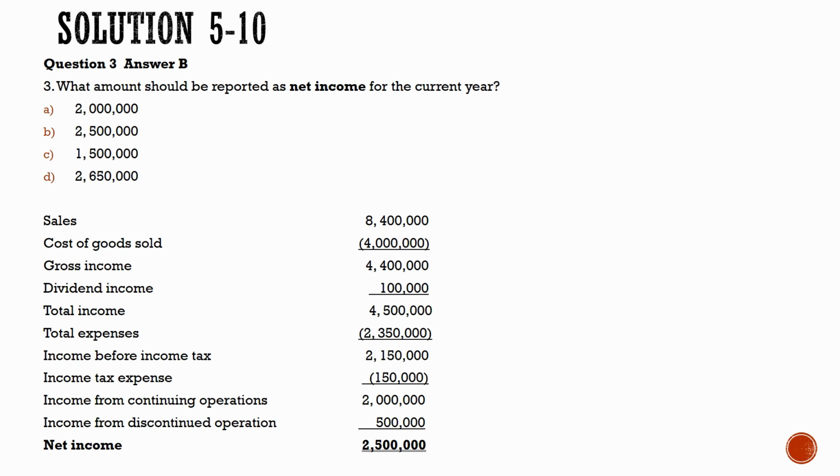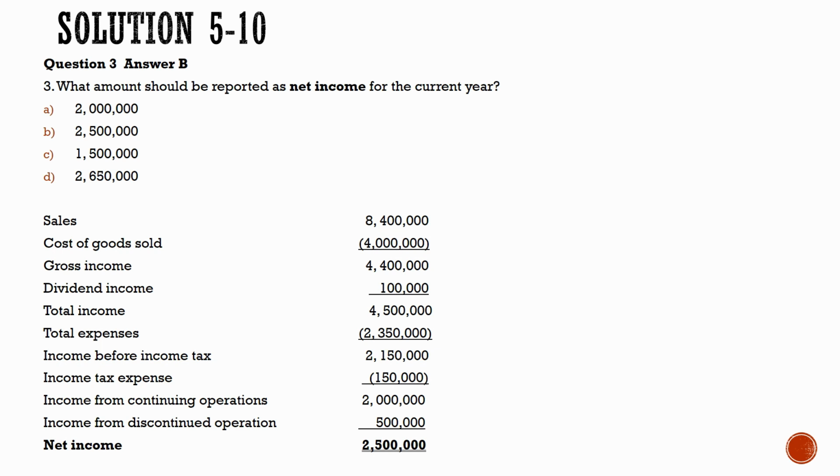Then, i-add lang po natin yung dividend income na 100,000. We will get the total income na 4,500,000. Then, dito po sa total income, ililess natin lahat ng expenses. So, 4,500,000 minus the total expenses na 2,350,000 na nakuha ni Mr. Peregrin sa question number 2, makukuha natin yung income before tax na 2,150,000.